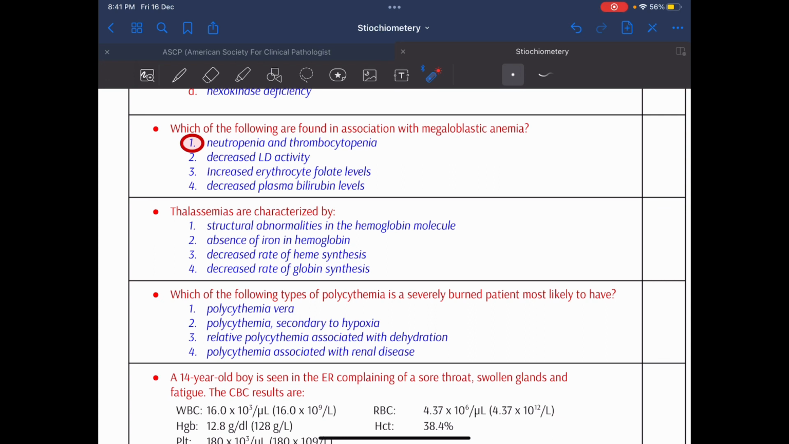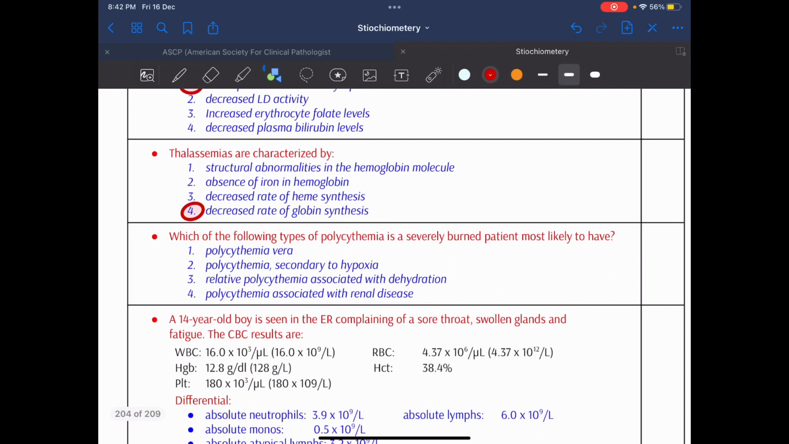Next question. Thalassemias are characterized by structural abnormalities in hemoglobin molecule, absence of iron in hemoglobin, decreased rate of heme synthesis, decreased rate of globin synthesis. The correct answer is 4. Decreased rate of globin synthesis.